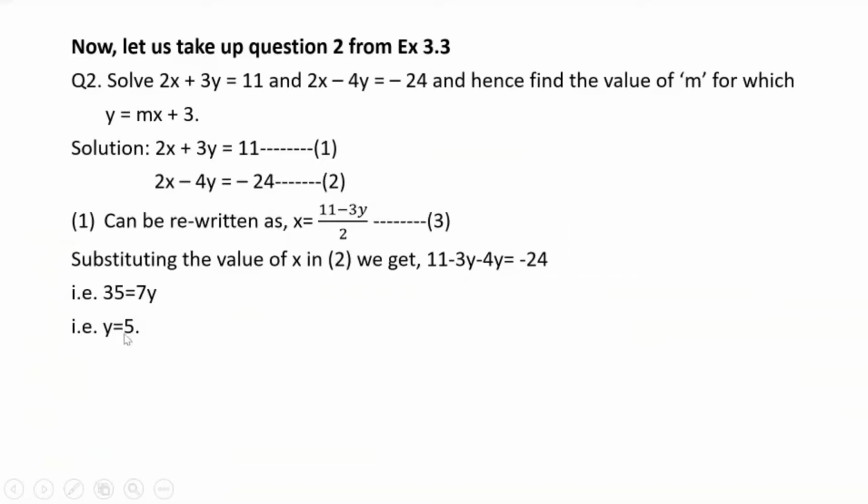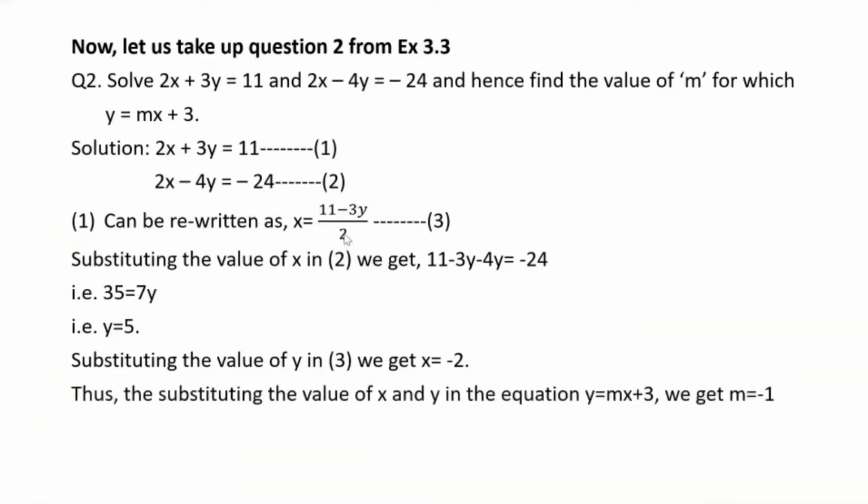Now I have got y is equal to 5. I put y is equal to 5 in this result. I get x is equal to 11 minus 3 into 5. That means 11 minus 15. That means minus 4 upon 2. So x comes out to be minus 2.